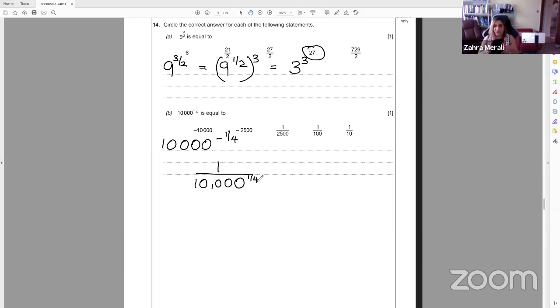Now when we do something to the power of a quarter, we take the square root, and then we take the square root again. So we're taking the square root once and the square root twice, which is giving you a 10th. Because 10 times 10 gives you 100, 100 times 100 will give you 10,000. Okay, so your answer there is a 10th. Okay, question 15.